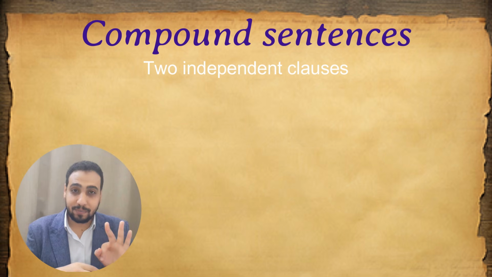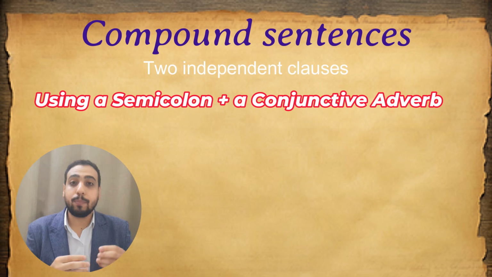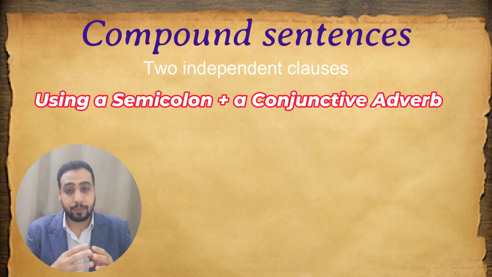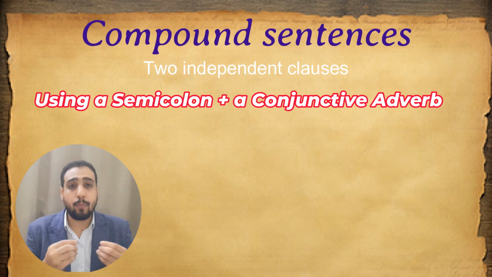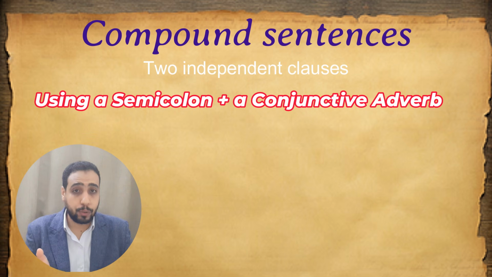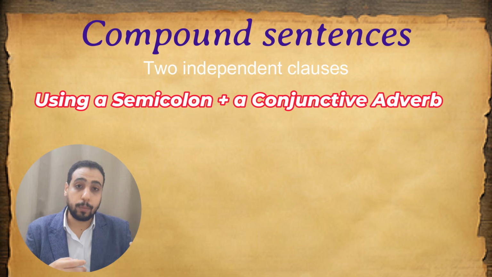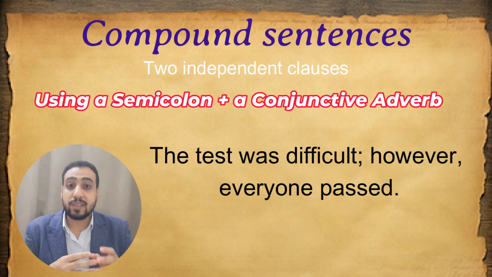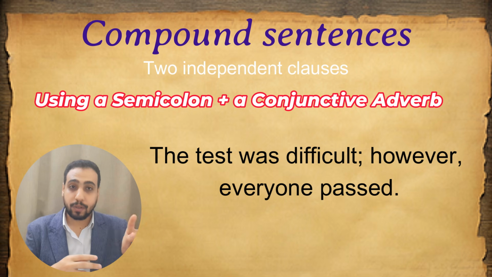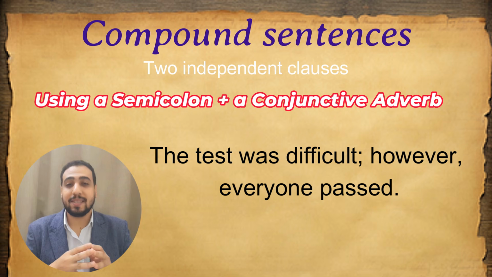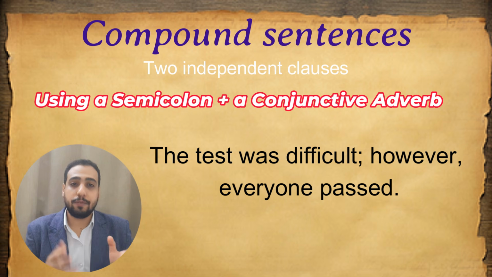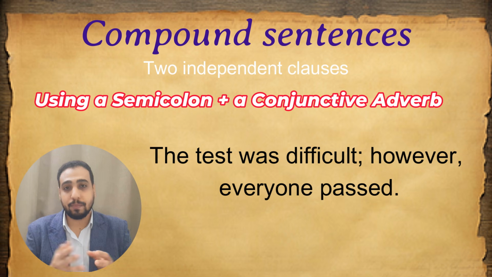Method number 3. Using a semicolon plus a conjunctive adverb. This is for a more formal, sophisticated tone. Use a semicolon followed by a conjunctive adverb like however, therefore, moreover, and then a comma. The test was difficult; however, everyone passed.